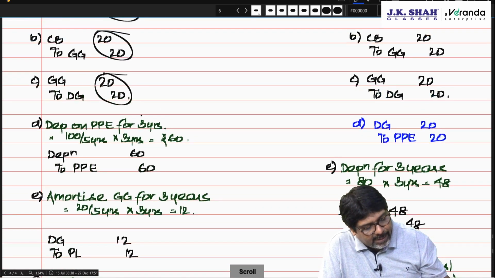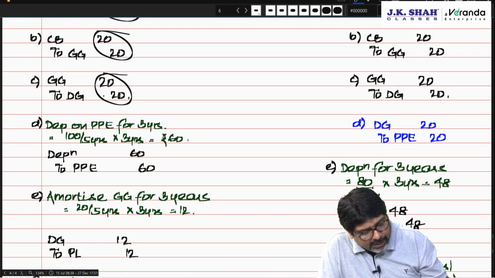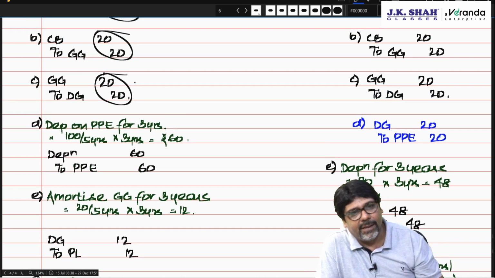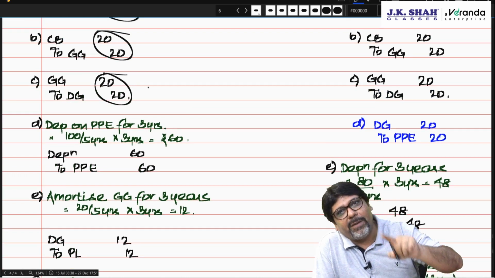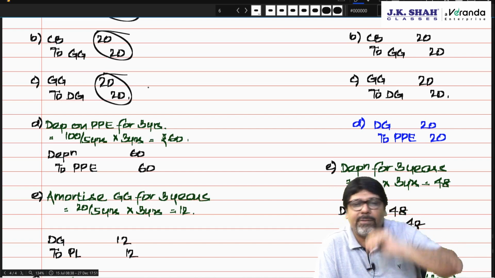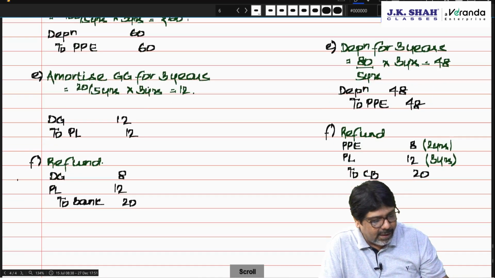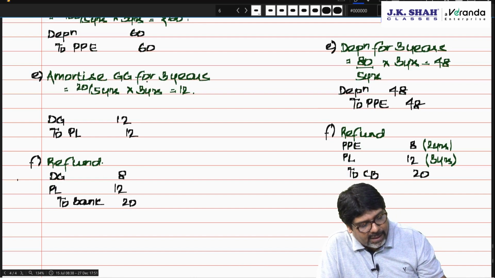So now the 20 rupees which you had transferred to DG should also be written off or amortized in PL over a period of 5 years. If you amortize 20 rupees in PL over 5 years, each year you are supposed to write off how much? 4 rupees. So in 3 years how much are you supposed to write off? 12 rupees. So amortized government grant for 3 years is 20 divided by 5 into 3 years, 12.